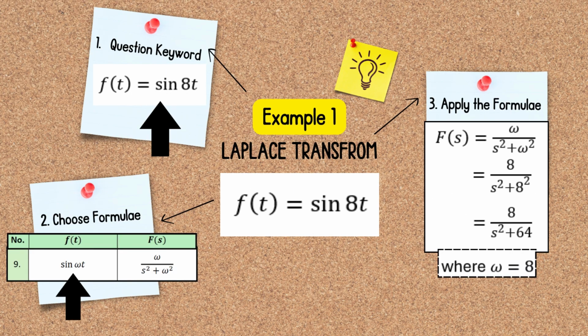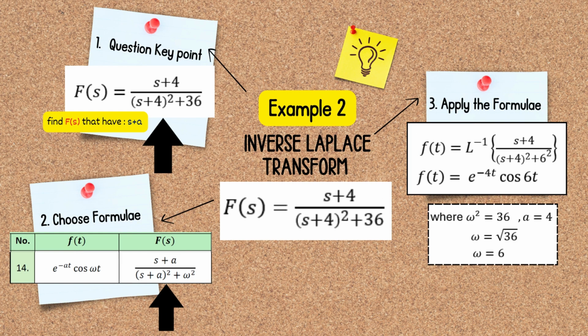Step 1. Identify question keyword. For this example the keyword is sin 8t. Step 2. Choose the correct formulae. It is formulae number 9. Step 3. Apply the formulae. Use omega equals 8.